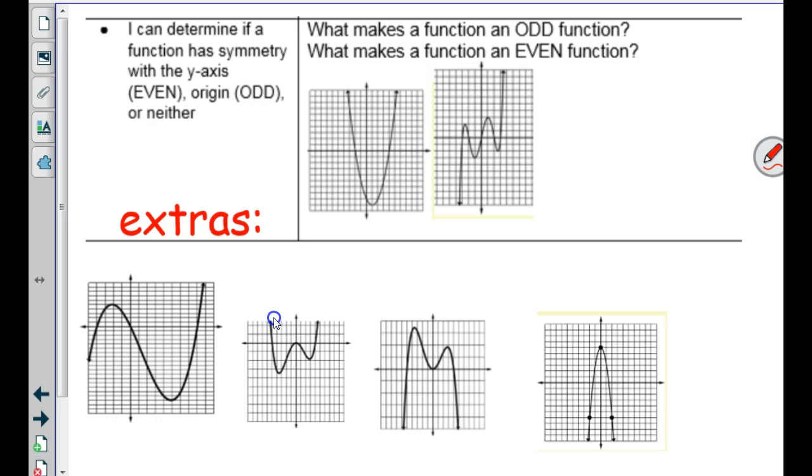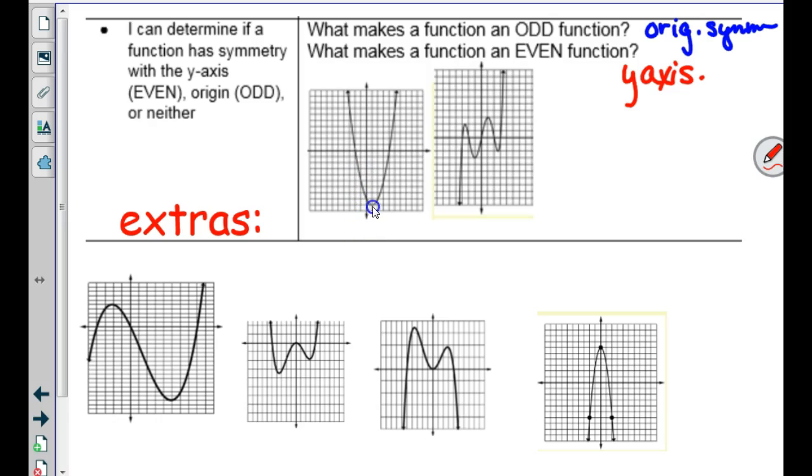Even and odd. Lord, this messed some of you up. Some of you guessed really well on some of them, but then when it got to another one, how do you know? What makes a function odd? Origin symmetry. It's got to either go through the origin or around the origin and be the same when you turn it 180, right? And what makes a function even? Y-axis symmetry.